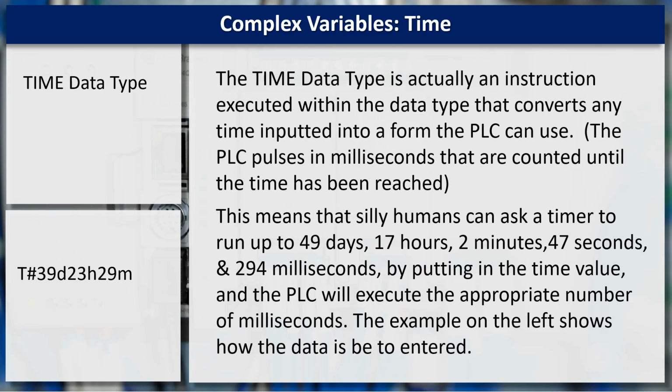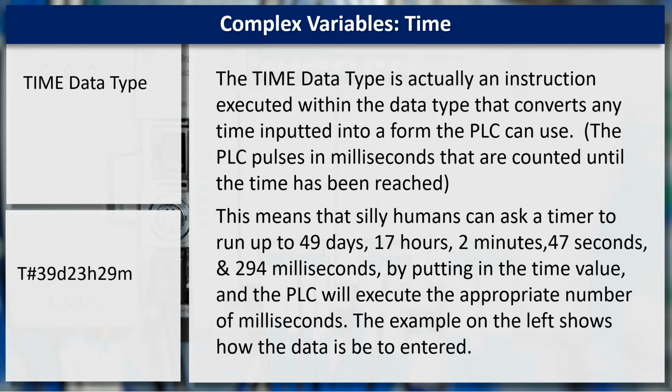The time data type is actually an instruction executed within the data type that converts any time inputted into a form the PLC can use. The PLC just pulses the milliseconds that are counted until the time has been reached. This means that silly humans can ask a timer to run up to 49 days, 17 hours, 2 minutes and 47 seconds and 294 milliseconds, simply by putting the time value, and the PLC will execute the appropriate number of milliseconds. The example on the left shows how the data is to be entered.